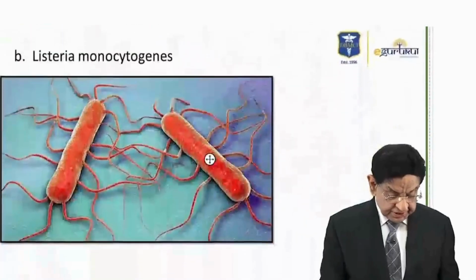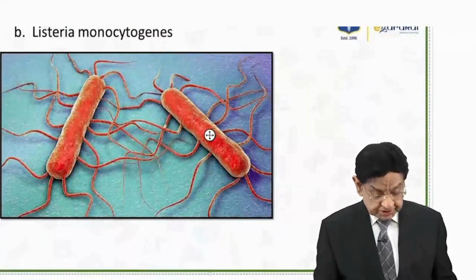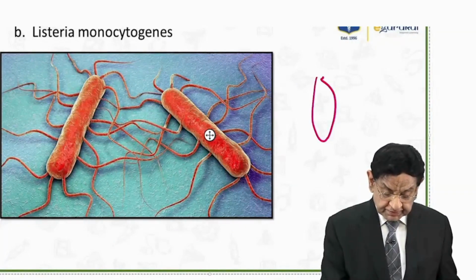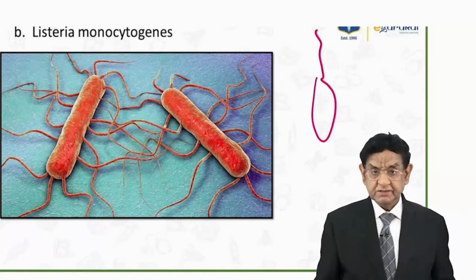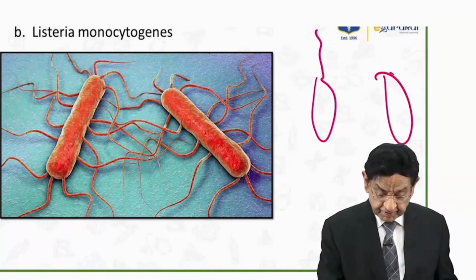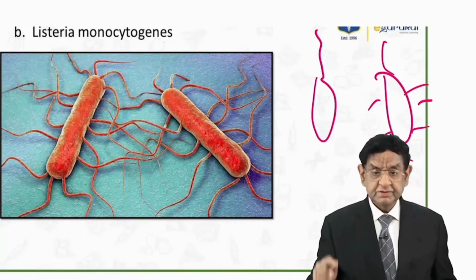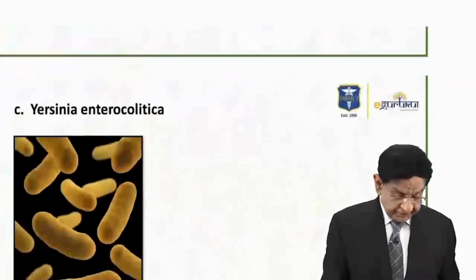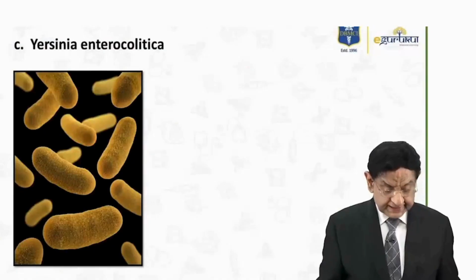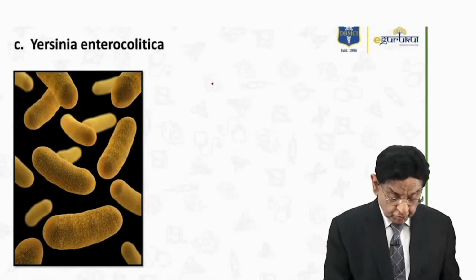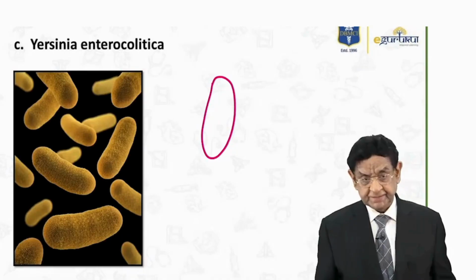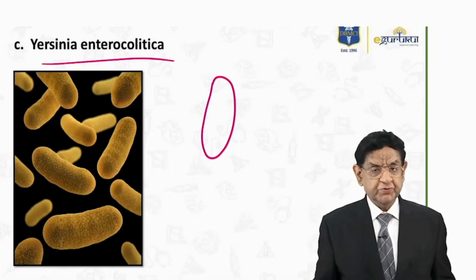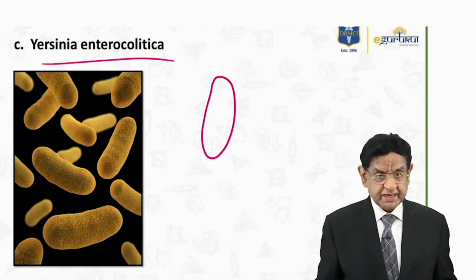We have other bacteria. This is Listeria monocytogenes. Point to be noted, in Vibrio there was a single flagellum. Here multiple flagella are there. Finally, we have Yersinia enterocolitica. There is no flagella. So these three are siderophilic organisms which are usually asked in the exam.